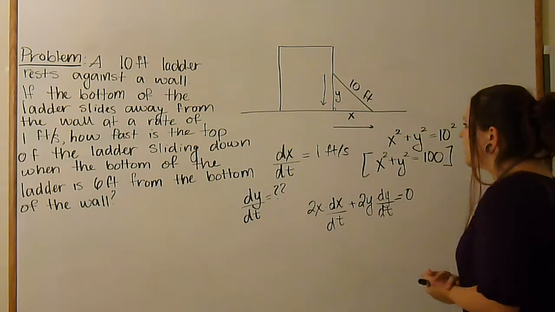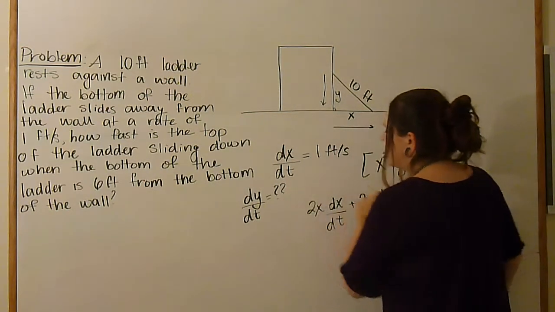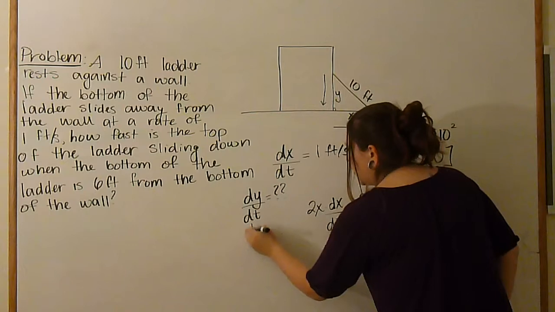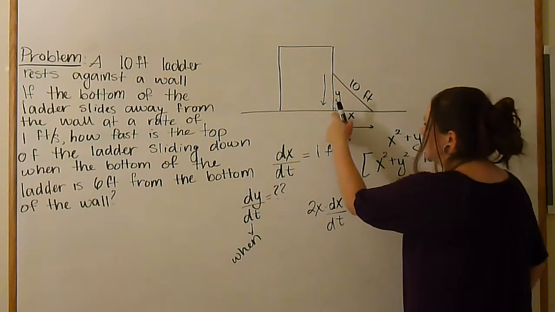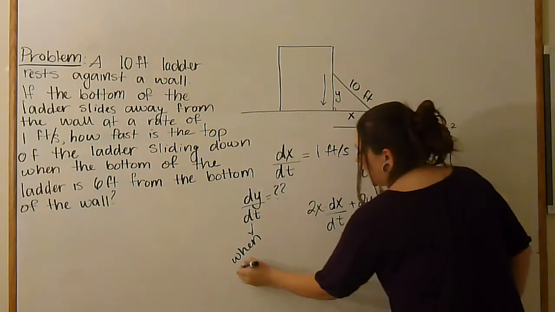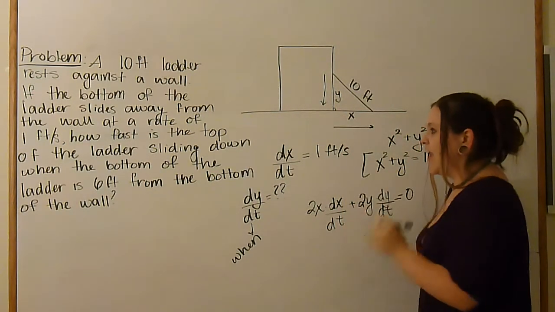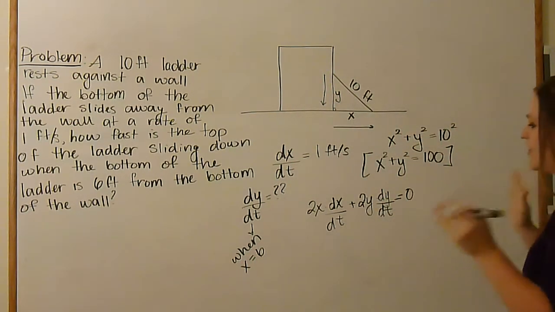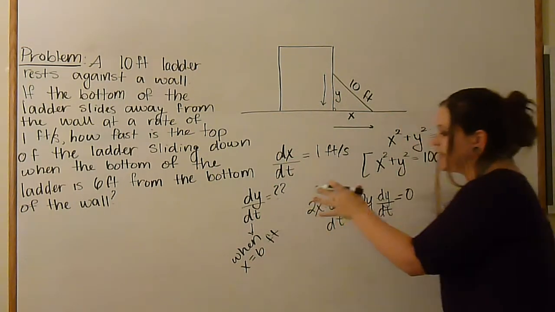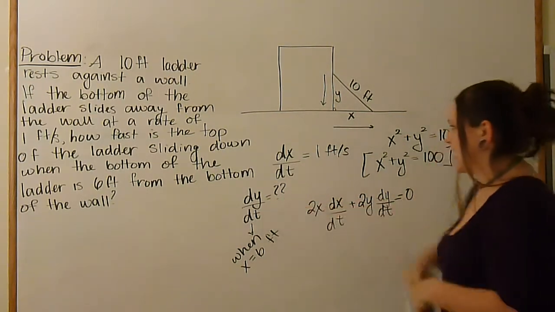So now we've taken the derivative, we need to note that we're looking for dy dt when the bottom of the ladder is 6 feet from the bottom of the wall. So they're telling us they're looking for dy dt at a very specific point in time, and that point in time is when x is a length of 6. When that is 6 feet away, that is the moment where we want to find dy dt, because remember, this is an instantaneous rate of change.